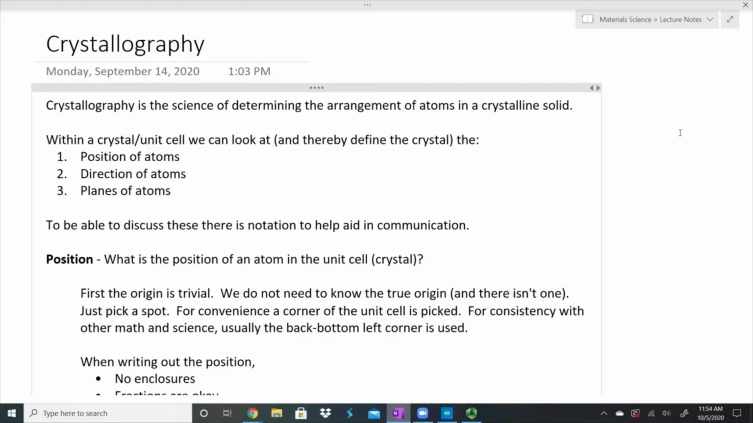And so what we want to do is look at three things. Within a crystal or in a unit cell, we can look at the position of the atoms, so where the atoms are within 3 dimensions in space. We can look at the direction that the atoms line up, nearest neighbors, second nearest neighbors, and such. And then we can look at planes of atoms, and we can see how those atoms stack up and how they spread out in 2 dimensions, and those 2-dimensional planes are stacked to make a 3-dimensional crystal.